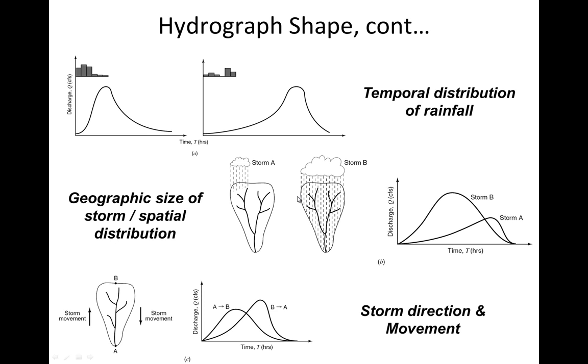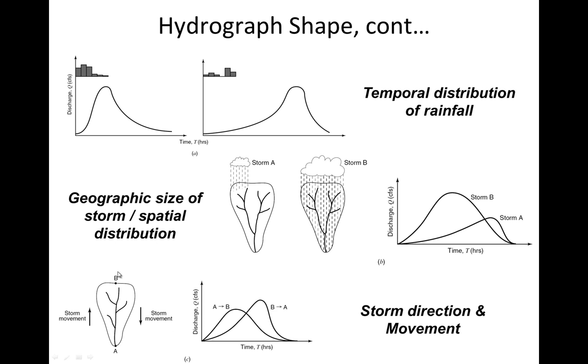Another interesting thing to consider is the effect of a storm that is moving from the outlet towards the furthest reaches of the watershed. So what if the storm is moving away from the outlet? In the case of A to B, you can see that the hydrograph peak comes quickly.